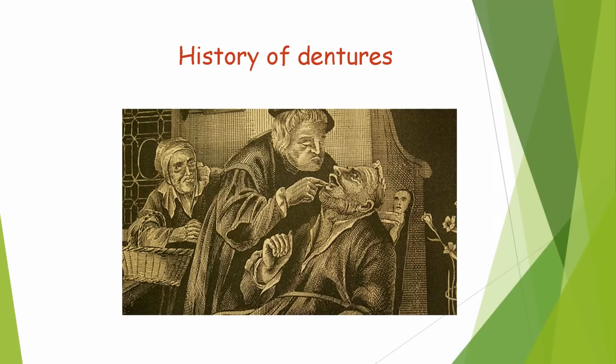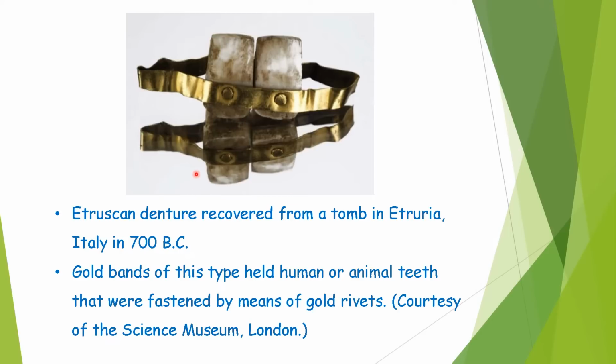Coming to the history of dentures. History began from the Stone Age, almost 10,000 years ago. Etruscans used human or animal teeth fastened by means of gold rivets to position the extracted teeth in place of missing teeth.